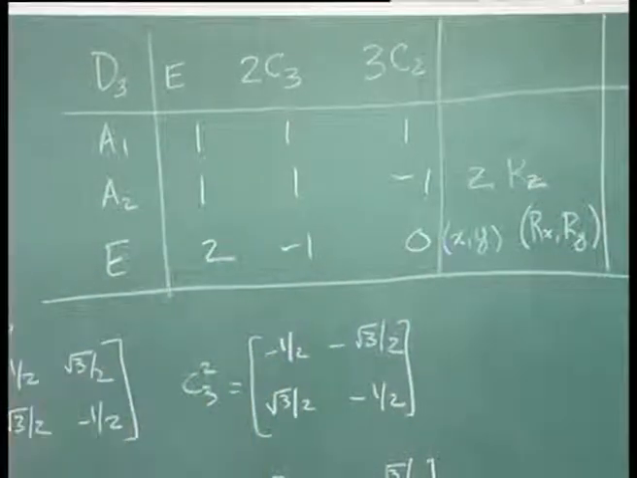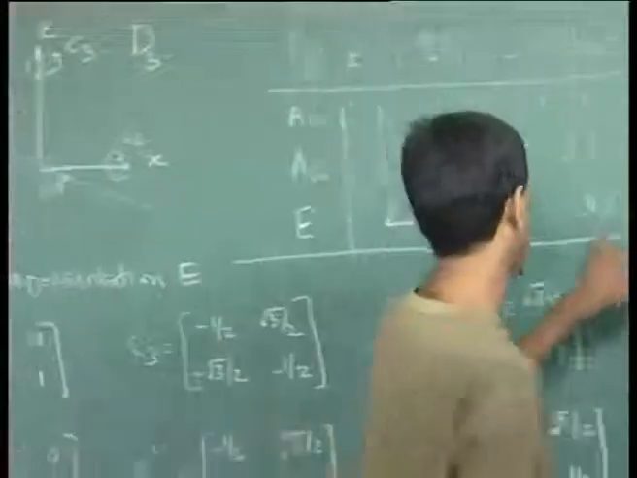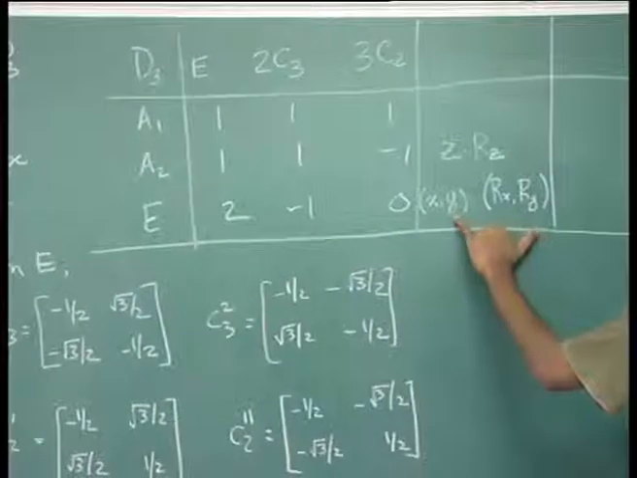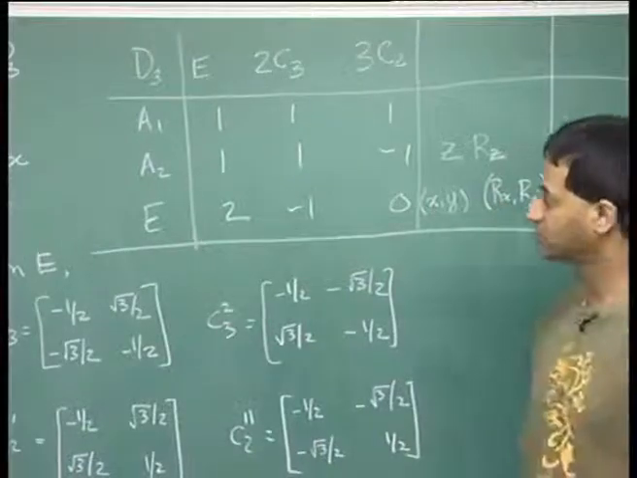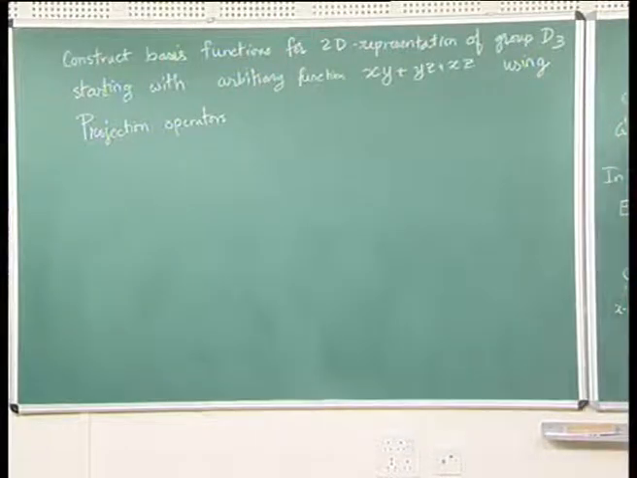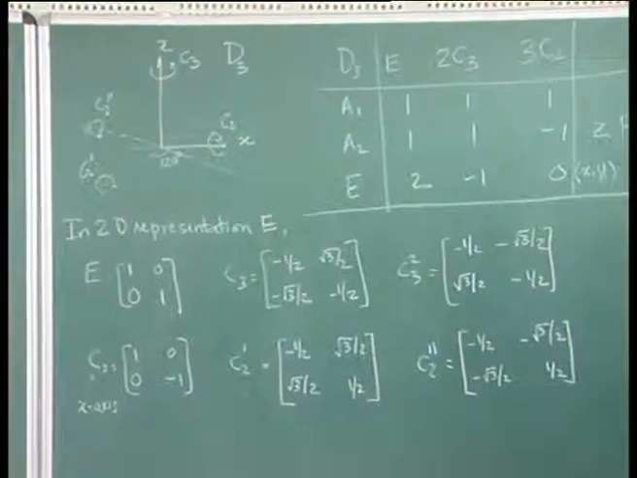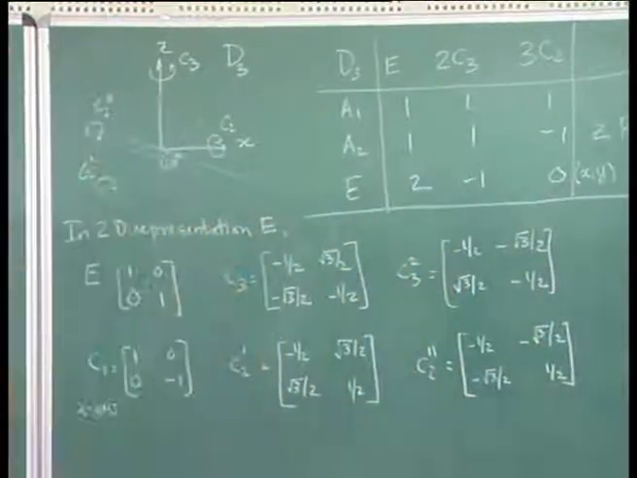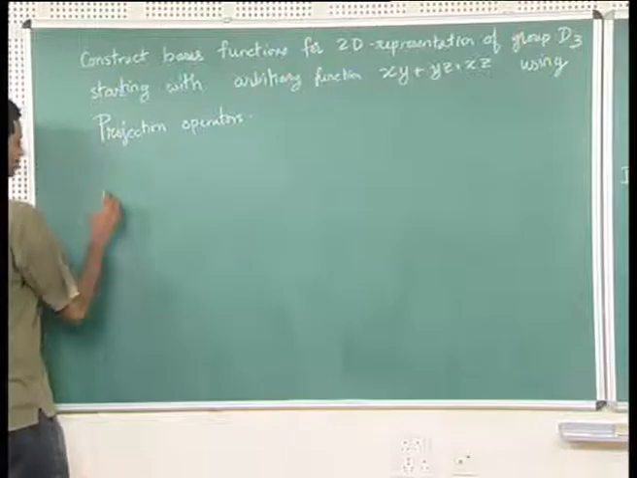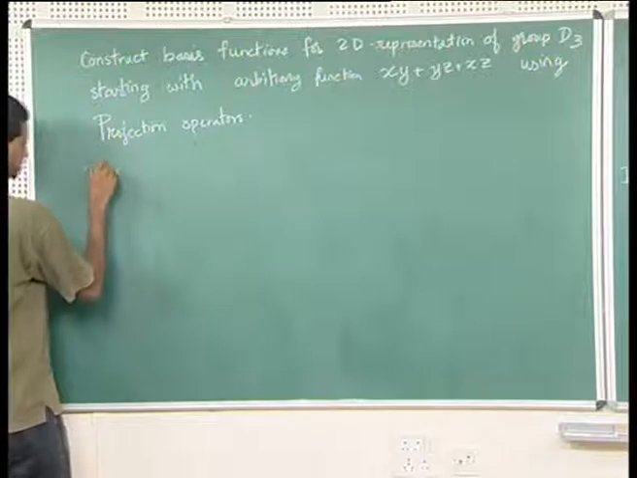find out what are suitable basis functions for the 2D representation, starting with this arbitrary function. Now we already know that x and y form a basis, as do Rx and Ry. What we are looking at is suitable products that form such a basis. In order to do this, we need to write the appropriate projection operators and see what they give. So we'll use this technique. We want to project in the representation. So this is the representation.